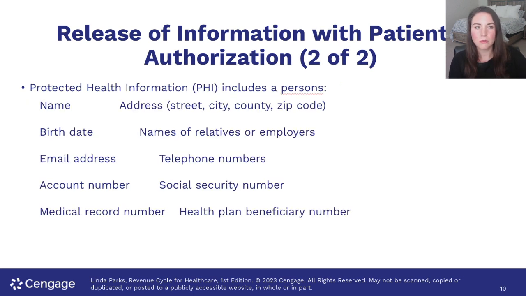The privacy rule covers the physical security and confidentiality of your PHI in all formats, so paper, electronic, oral, okay? And this is what's included in your PHI: your name, address, date of birth, names of relatives or employers, your email address, phone numbers, your account, medical record and social security numbers, and your health plan beneficiary number. So all that's protected by HIPAA.